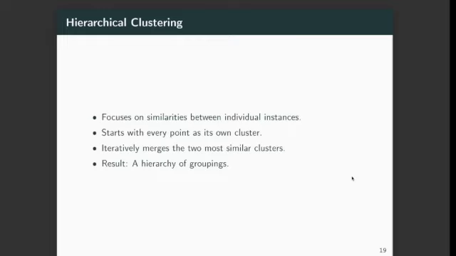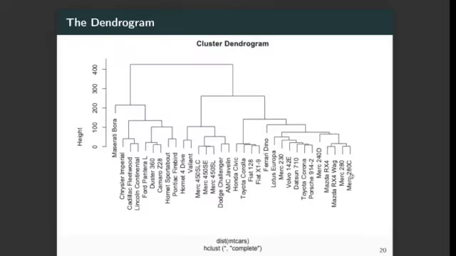Now let's look at hierarchical clustering, which starts with every single data point as its own tiny cluster. We then iteratively merge the two most similar clusters until we have a hierarchy of groupings. So you can look at these dendrograms. The x-axis shows individual points, in this case the brand of the car, and the y-axis shows the distance between clusters.